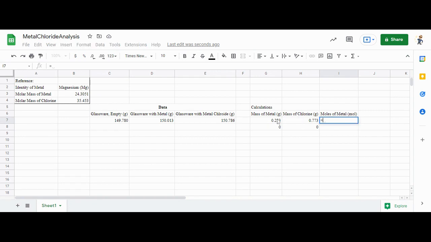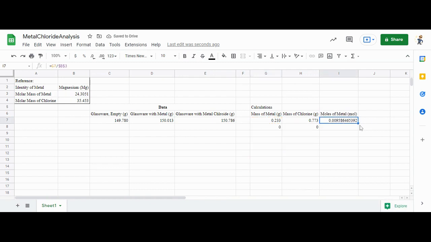We want a general reference first because we want it to be mass of metal within the same row. But what we're going to divide by is going to be this specific cell, B3, or whatever you have put your molar mass of the metal into if it's a different cell. And the way to do a specific reference is to use the dollar sign in front of each character.